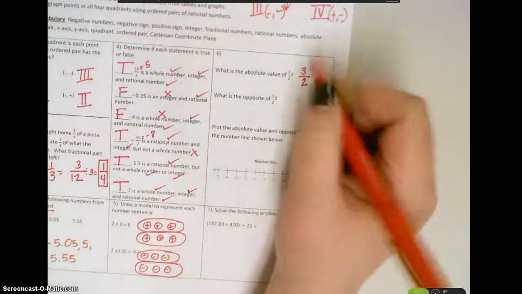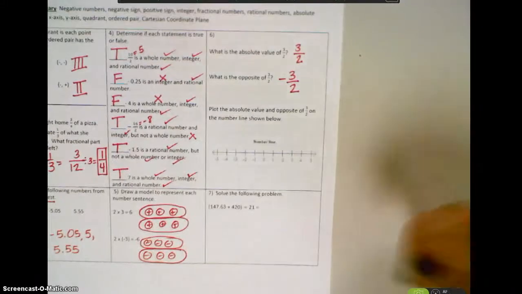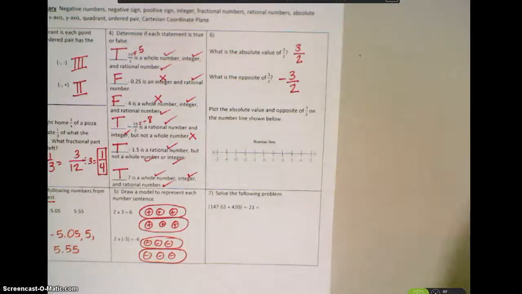What is the opposite of 3 halves? That would be negative 3 halves. That would be the opposite. Okay, again, if you wrote it as negative 1.5, also would be correct.